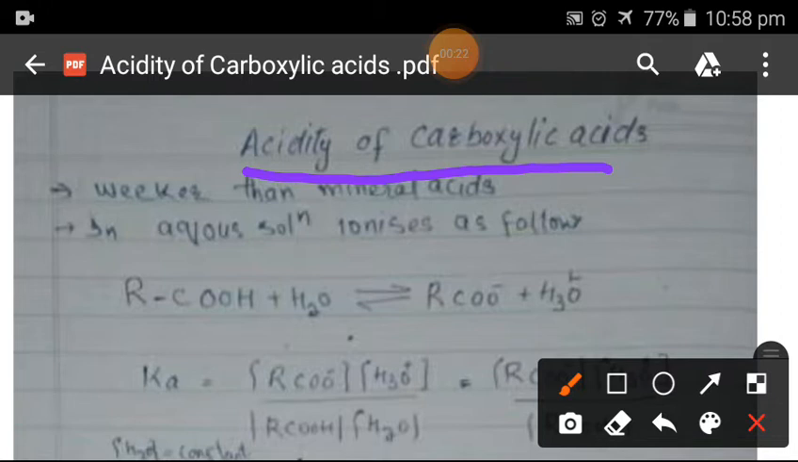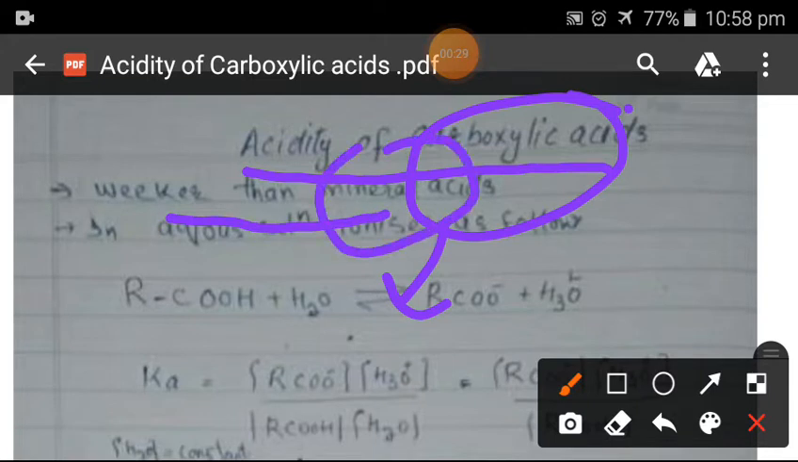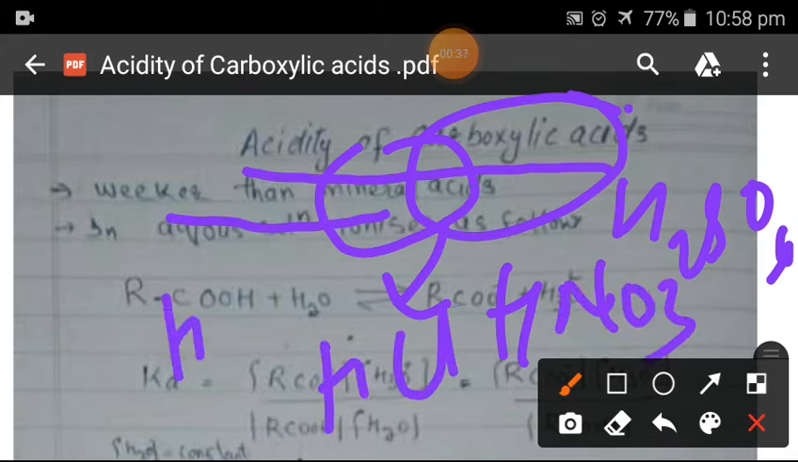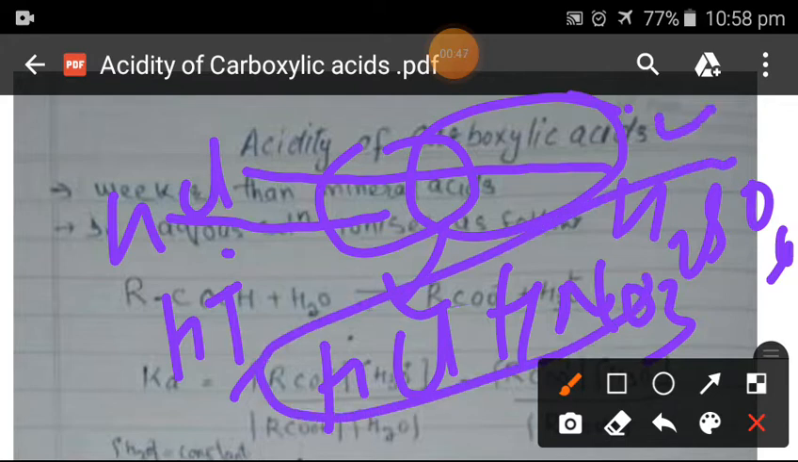Actually, carboxylic acids are weaker acids than mineral acids. For example, we have sulfuric acid, nitric acid, hydrochloric acid, hydroiodic acid. Clear? So we have different types of mineral acids, but these mineral acids are stronger than carboxylic acids.